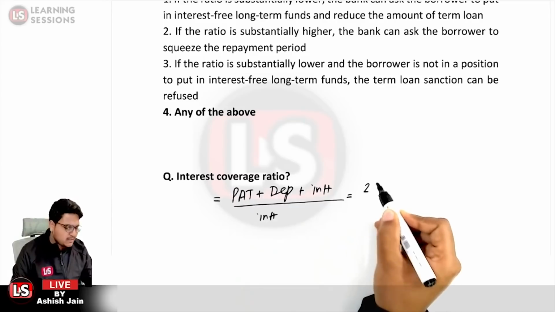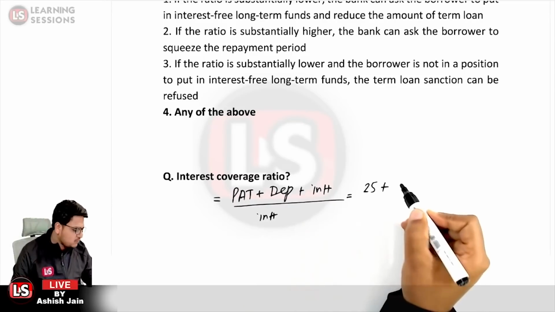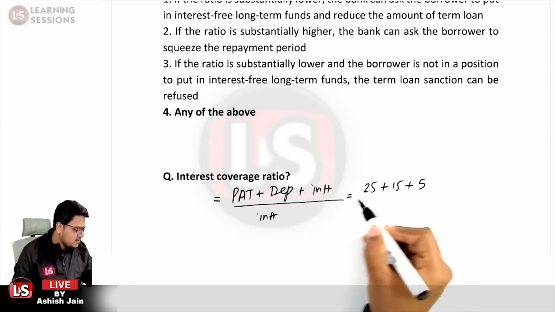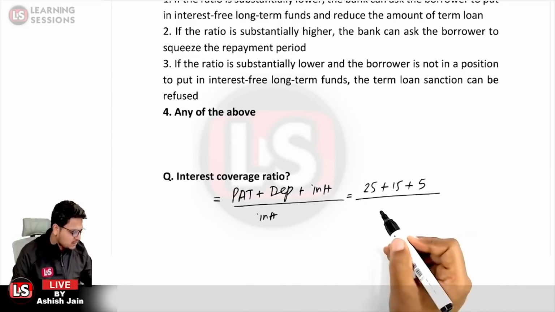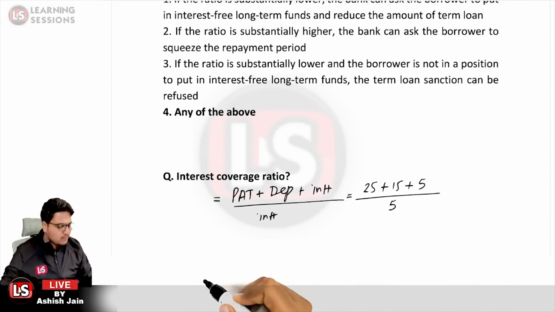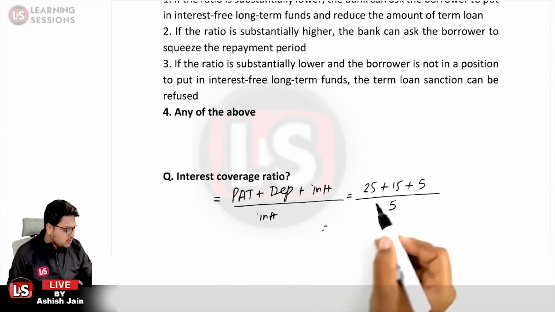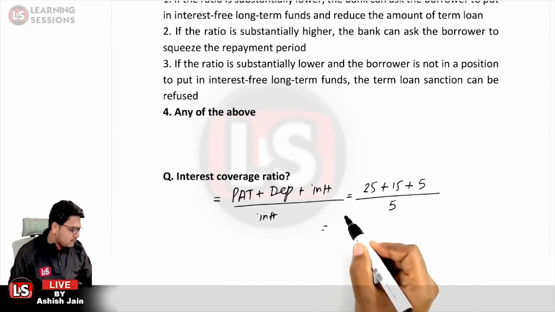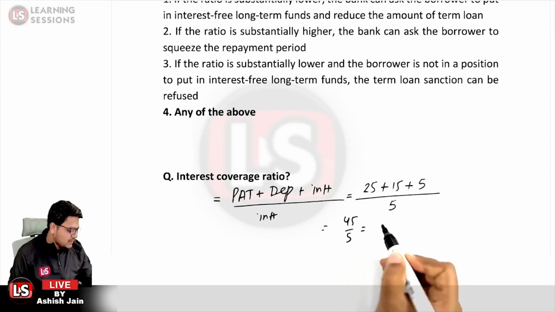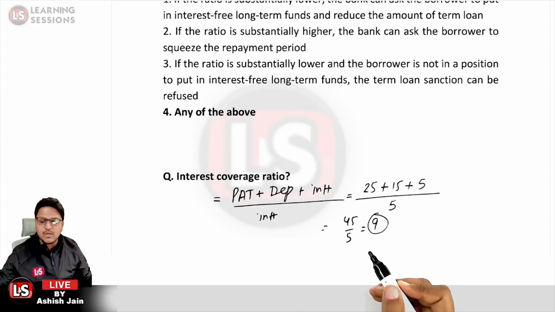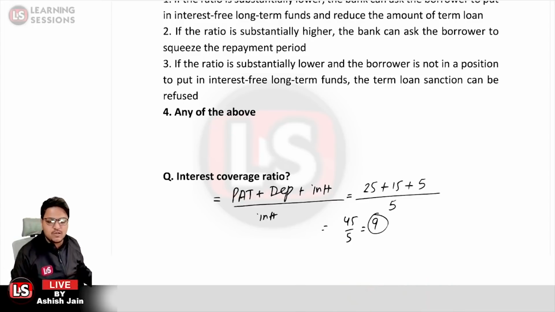So PAT is 25, plus depreciation, which we calculated to be 15. Interest is 5 lakh per year, the average interest given over there, and we divide by 5. That would be equal to our ICR, the interest coverage ratio. So 25 plus 15 is 40, plus 5 is 45, divided by 5. So ICR comes out to be 9 in this particular case. Okay, so that would be related to this particular case study.